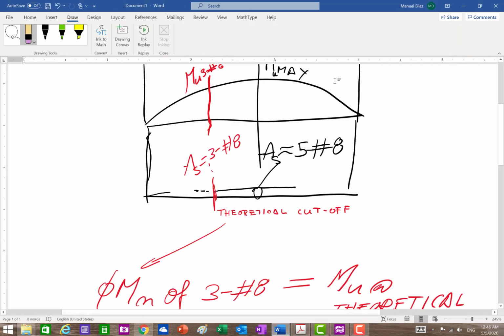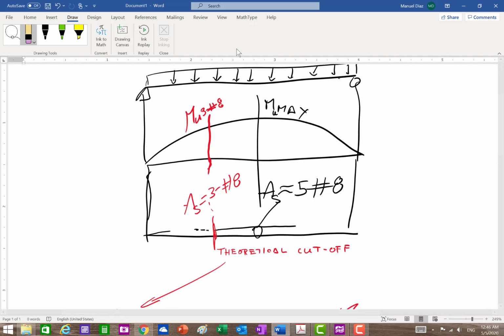I think I may have one here that I did a long time ago. So here is your simply supported beam, right? Maximum moment, that's your Mu max. And you decided, okay, I'm going to put 5 number 8s for my maximum moment. Obviously, you don't need the 5 bars all the way to the end, right? So at some point, I'm going to cut 2 of the bars, and I'm going to leave 3 bars going through. I could have cut 3 and left 2, but in this case, I'm cutting 2 and leaving 3. So here, then I have 3, and here I have 5.